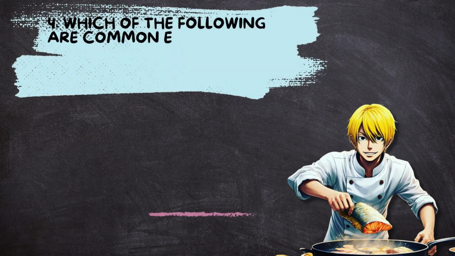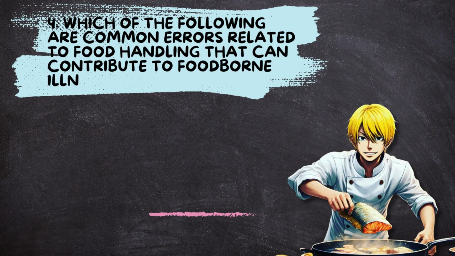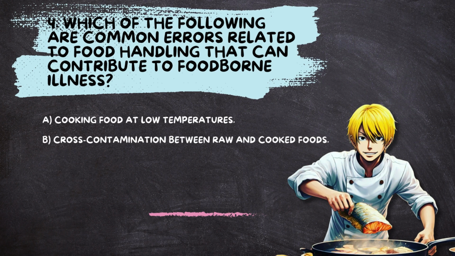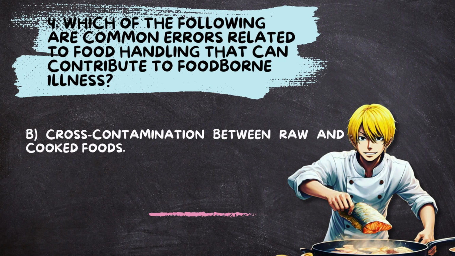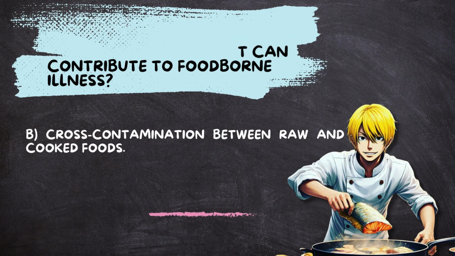4. Which of the following are common errors related to food handling that can contribute to foodborne illness? Letter A. Cooking food at low temperatures. B. Cross-contamination between raw and cooked foods. C. Reheating food thoroughly before consumption. D. Storing cooked food in airtight containers. The correct answer is letter B. Cross-contamination between raw and cooked foods.